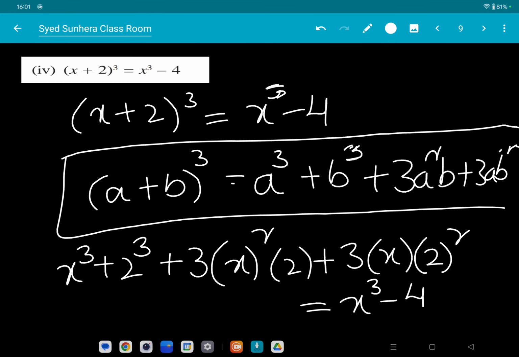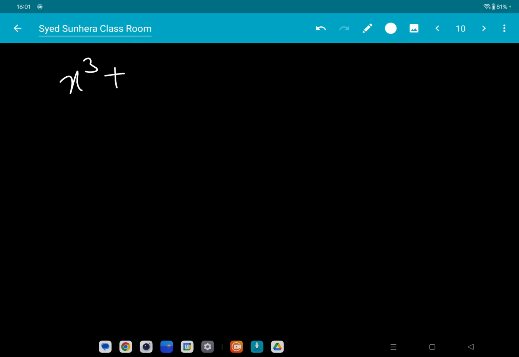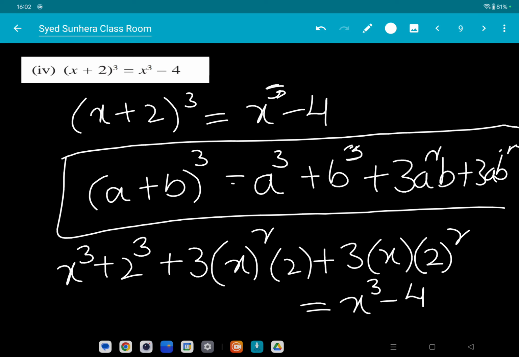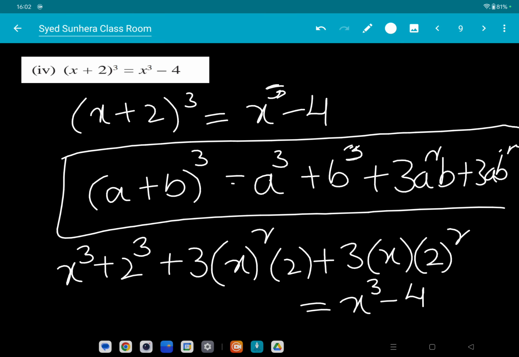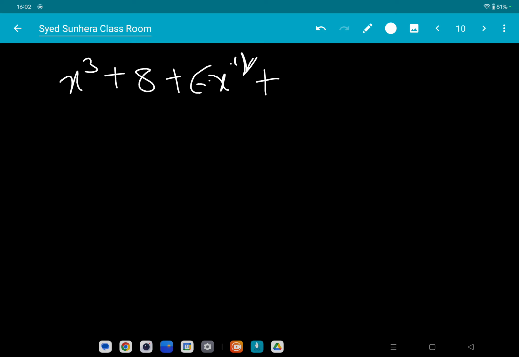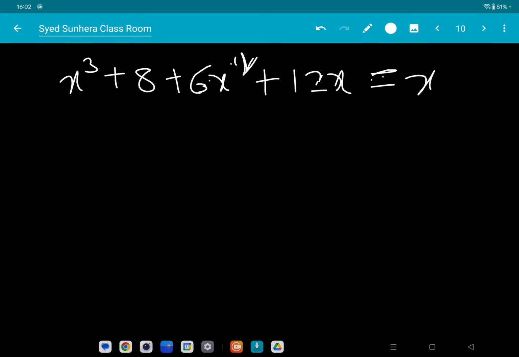Now solve this. How can we solve? We will write it as x cube plus 2 cube, which means 2 2s are 4 and 4 2s are 8. 8 plus here it will come 3 into x square into 2. 3 2s are 6, and it will become 6x square, plus 3x into 2 square means 4. 4 3s are 12. It will become 12x is equal to x cube minus 4.